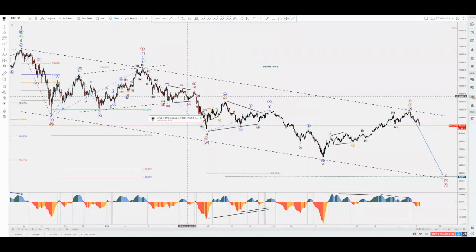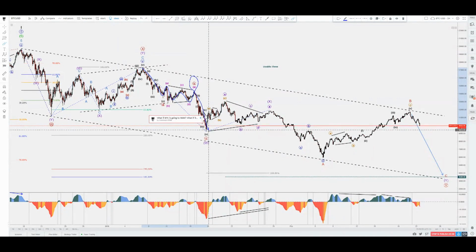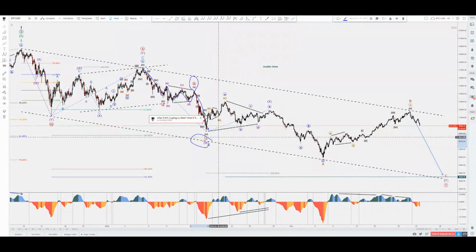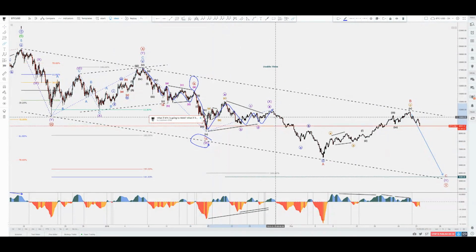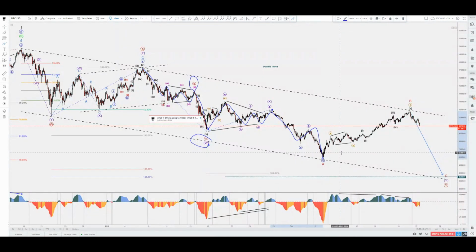So in this case, it's both of the scenarios. How I'm labeling this is as an A, and then A, B, C, D, E within this running contracting triangle for this B, and then the C wave with an impulsive bearish outcome, thus completing basically a W. Right after that we have an X wave, which is basically still in the triangle. So we have W, X, and then A, B, C, right?